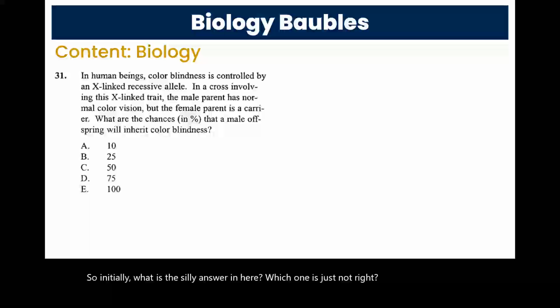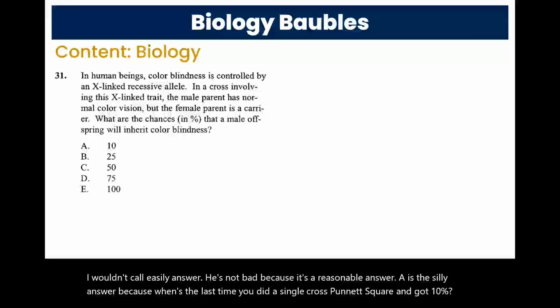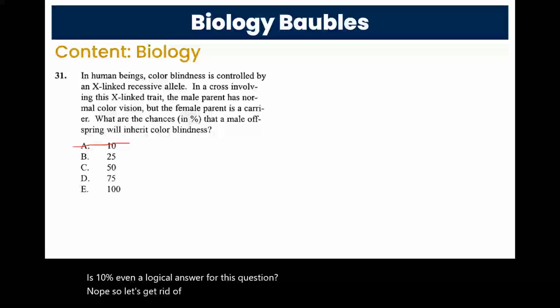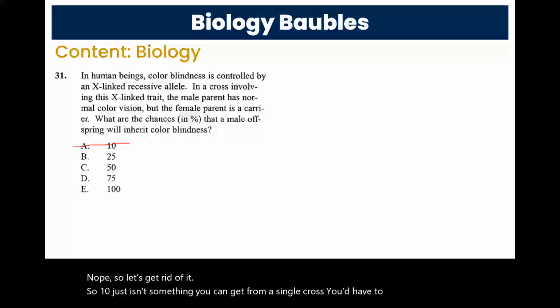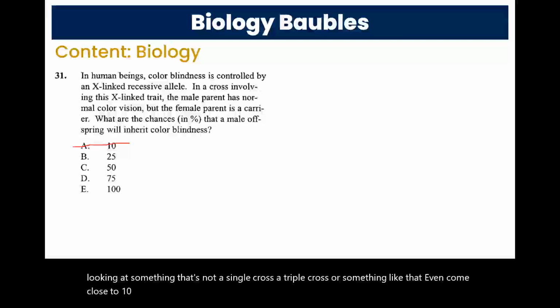Actually, I wouldn't call E a silly answer. E's not bad because it's a reasonable answer. A is the silly answer because when's the last time you did a single cross Punnett square and got 10%? Is 10% even a logical answer for this question? Nope. So let's get rid of it. So 10% just isn't something you can get from a single cross. You'd probably be looking at something that's not a single cross, like a triple cross or something like that, to even come close to 10%. So it's going to be 0, 25, 50, 75, 100. We know that. So let's see.